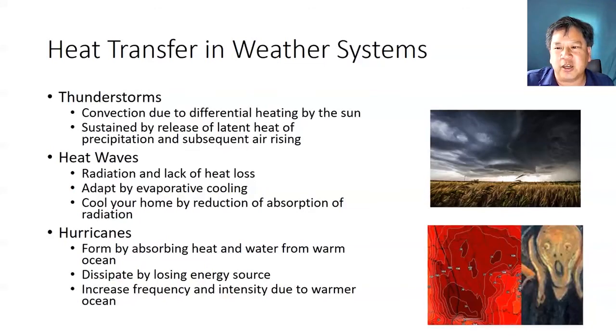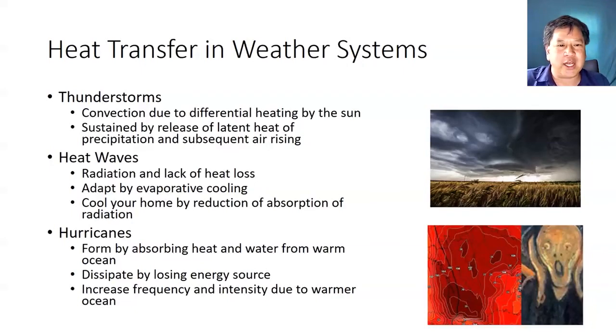Thunderstorms: convective heat transfer, warm air rising very close to cool air sinking. This differential heating by the sun causes thunderstorms, and the warm and the cold air moving convectively next to each other is what causes lightning and thunder. If you have a sustained release of the latent heat of precipitation, that actually feeds the air rising more energy into the thunderstorm, more convective overturn, and it actually intensifies thunderstorms.